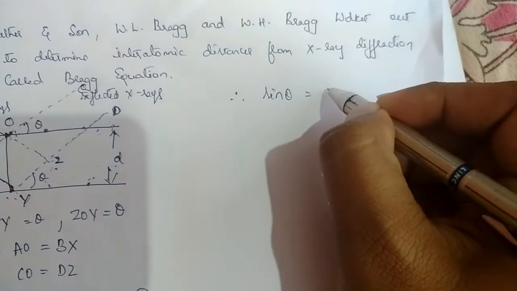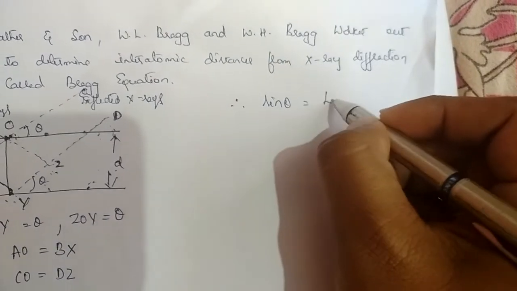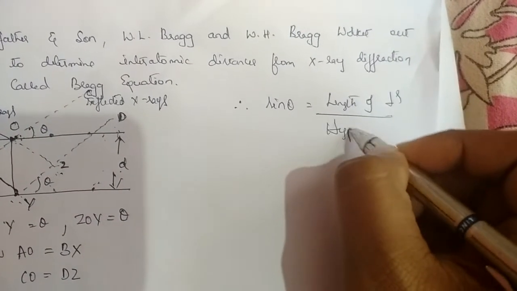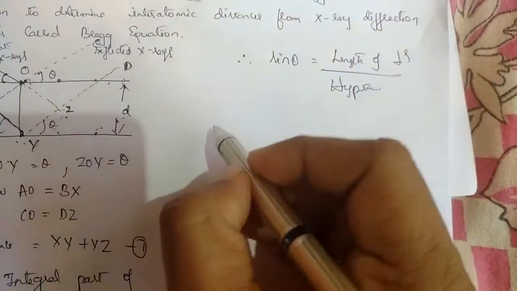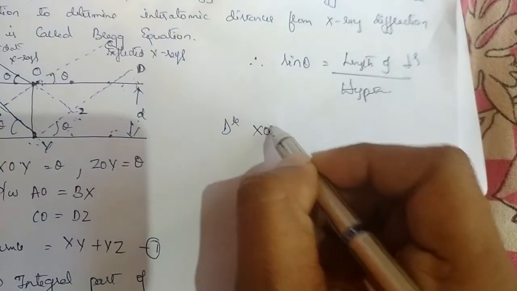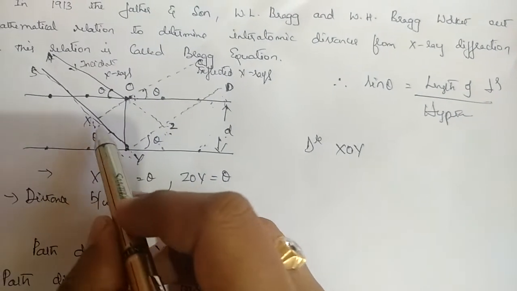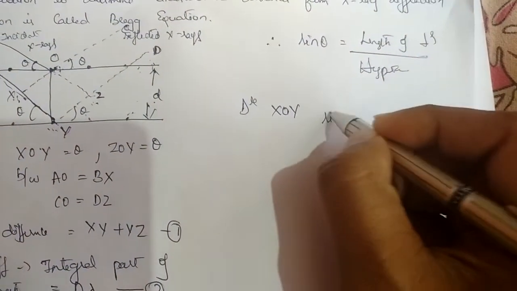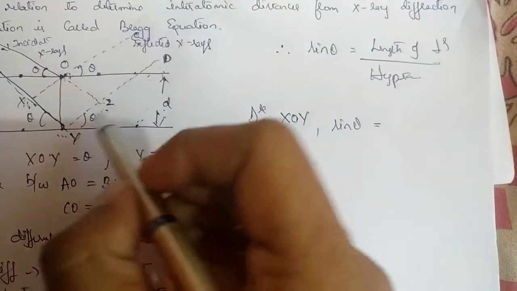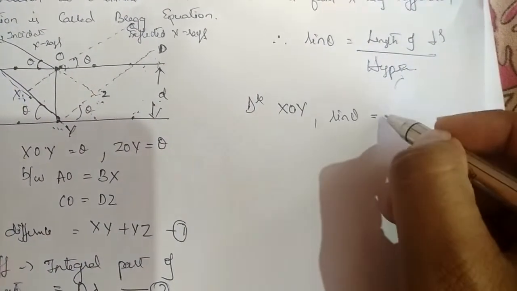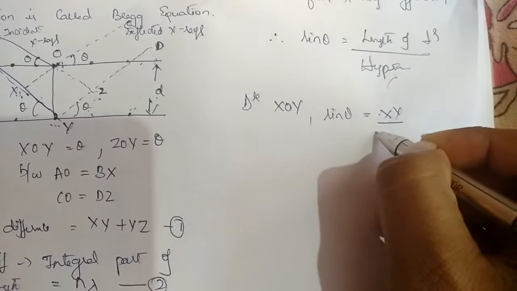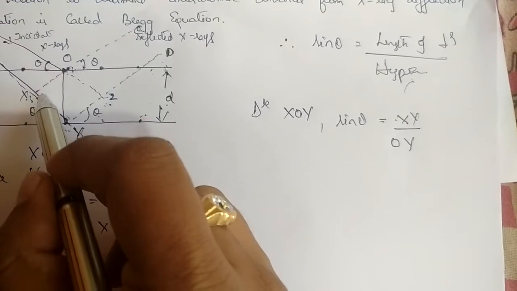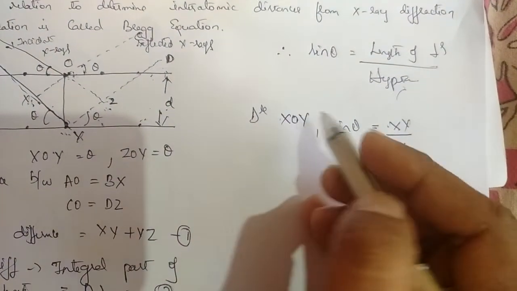Right? Therefore, we know that sin theta can be defined as the length of the perpendicular divided by the hypotenuse. Therefore, if you observe the triangle XOY, sin theta equals XY, the length of the perpendicular, divided by OY, the hypotenuse.